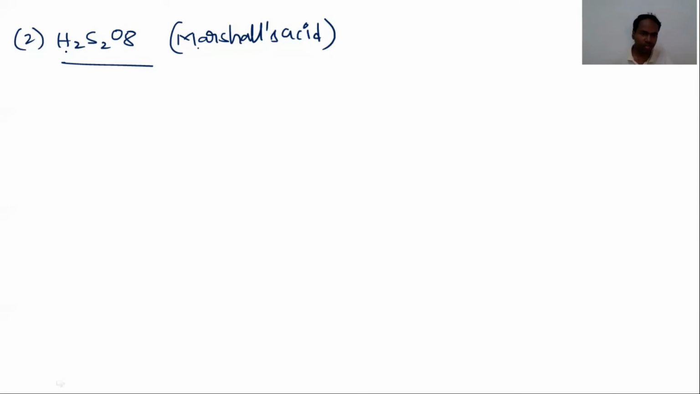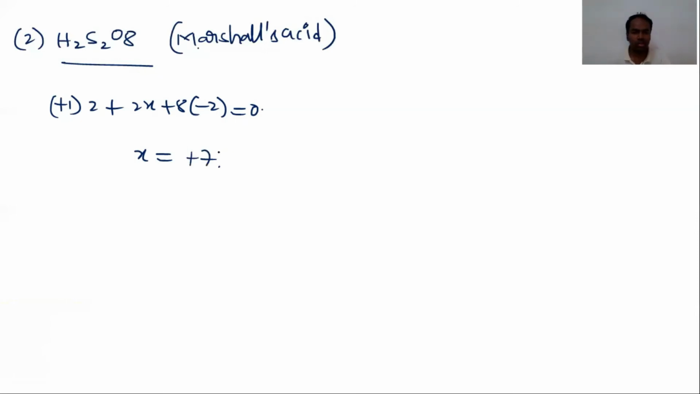Find it the normal way first. Hydrogen is +1 into 2. 2 sulfurs are 2X. Each oxygen is -2, equal to 0. Then X is equal to +7. +7 is not possible for sulfur. So this is wrong. Now what is our assumption?